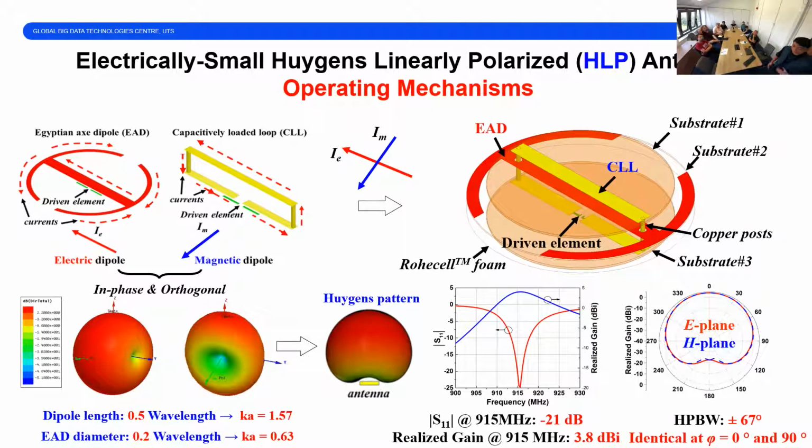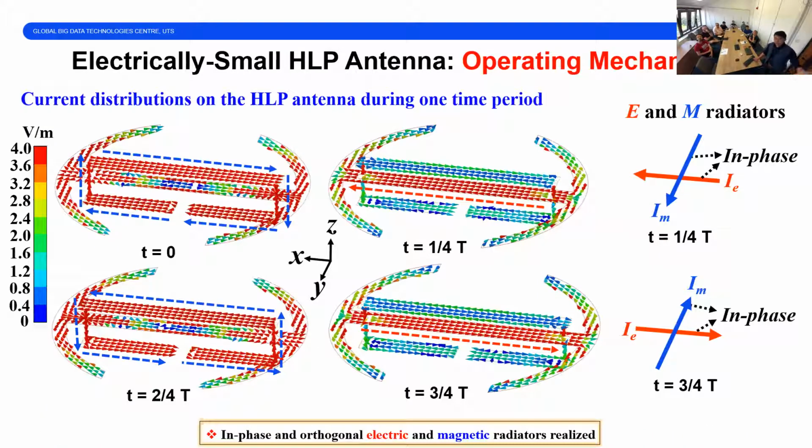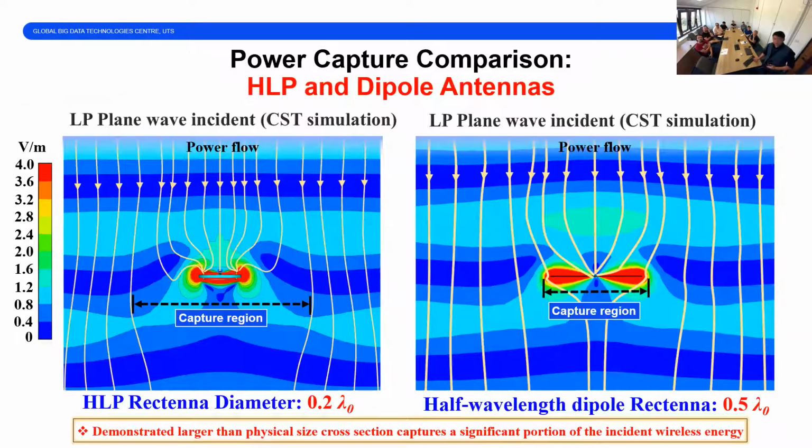If you look at the physics behind that, the two individual electric and magnetic dipoles have omnidirectional radiation patterns, right? But if they combine organically together, they produce the Huygens pattern like that. We designed the system at 950 MHz, which is a free ISM band, with the Huygens pattern like that. If we look at the current distribution, we can find the Huygens radiation principle, how the electric and magnetic radiators are associated with each other. It's actually in phase and orthogonal.